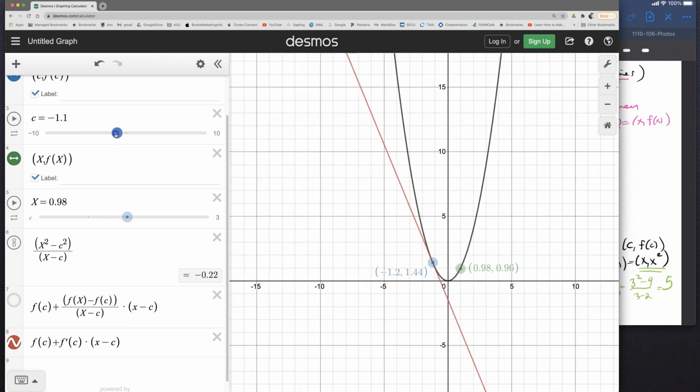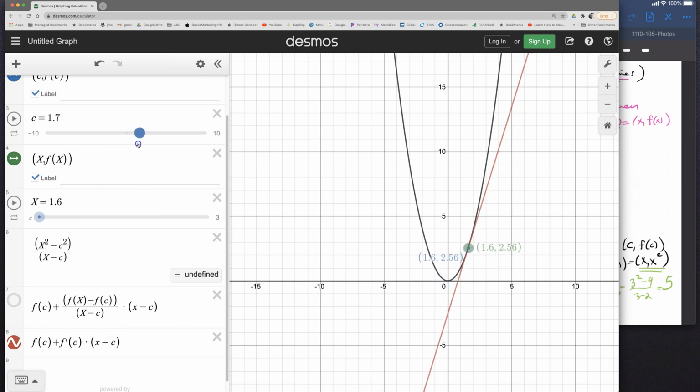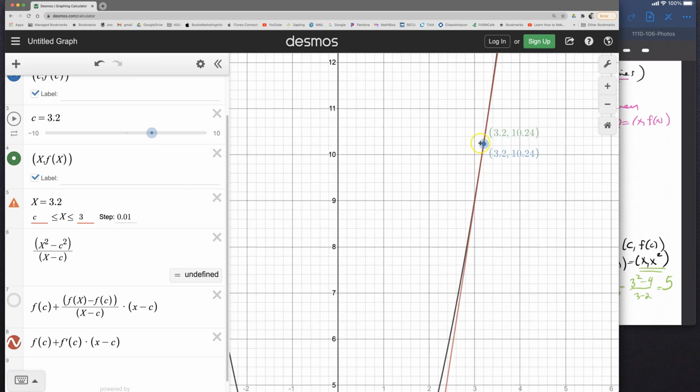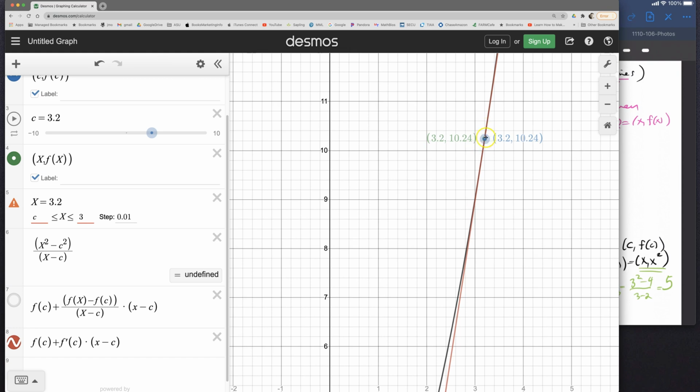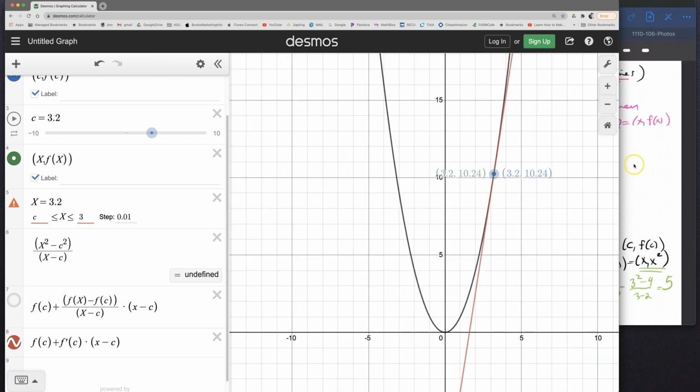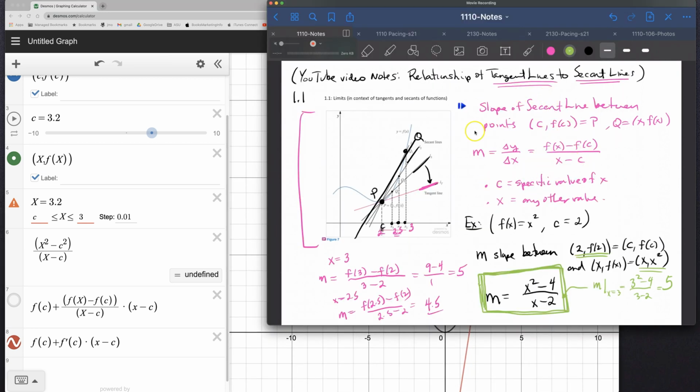If you move to a different location on the curve, like right over here, and you were to zoom in, that red line is really good. It matches really well with the function at the specific point that we have chosen. All right, so that's just a quick video on the goal and the relationship of the tangent lines and the secant lines.